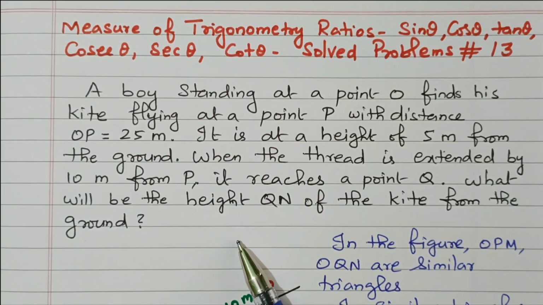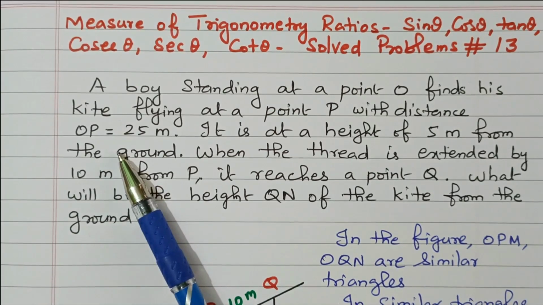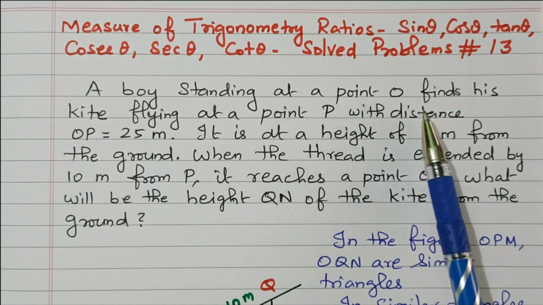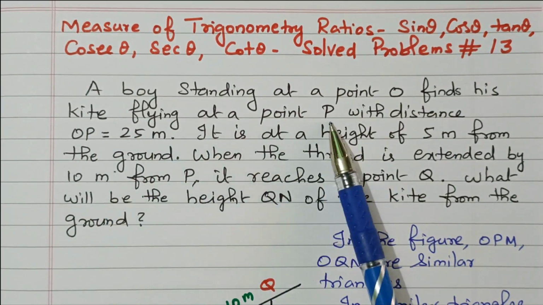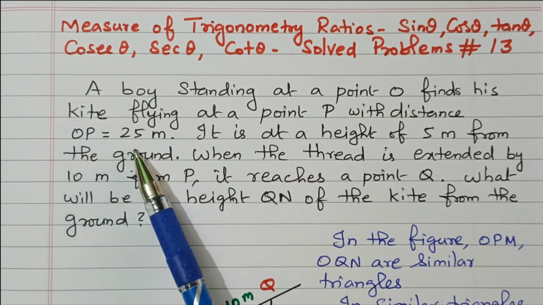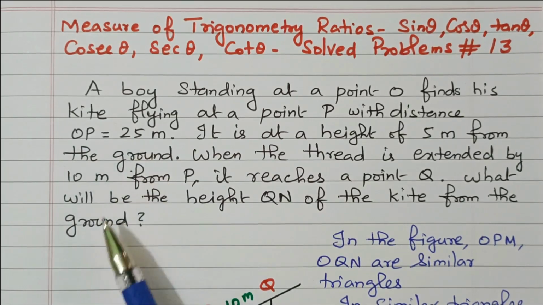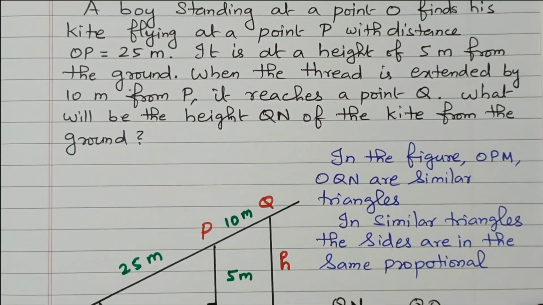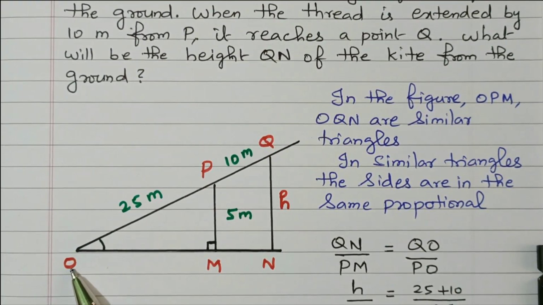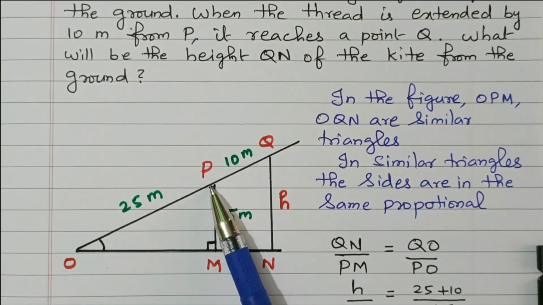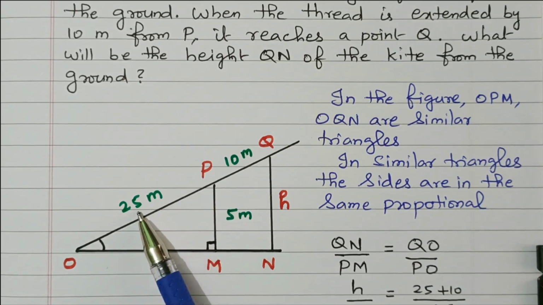Now we'll go to the topic. A boy standing at a point O finds his kite flying at a point P with a distance OP equal to 25 meter. Now we will refer to this diagram. So the boy is standing at point O. The kite is flying at point P, which is at a distance of 25 meter.